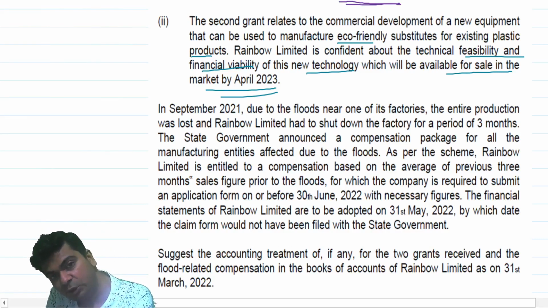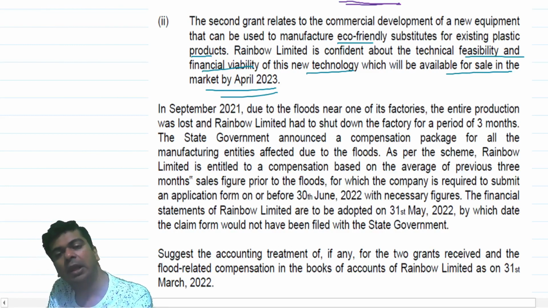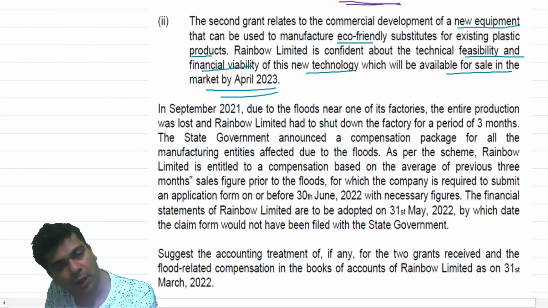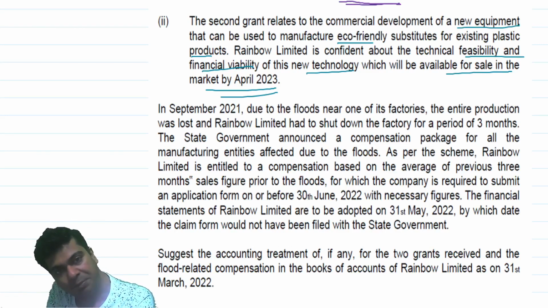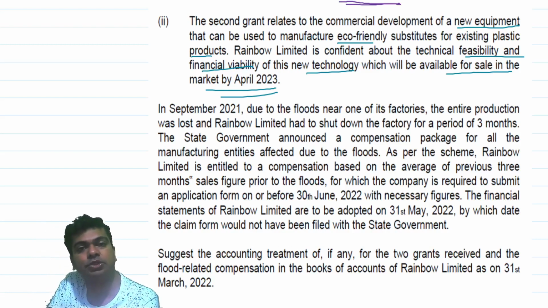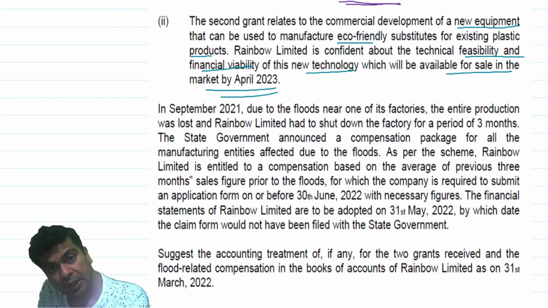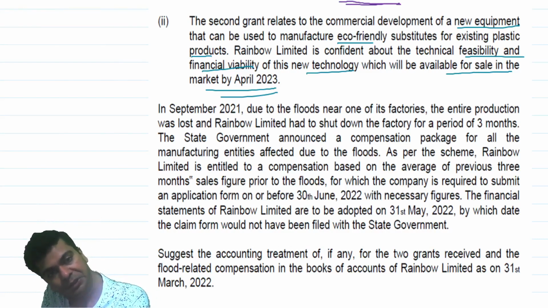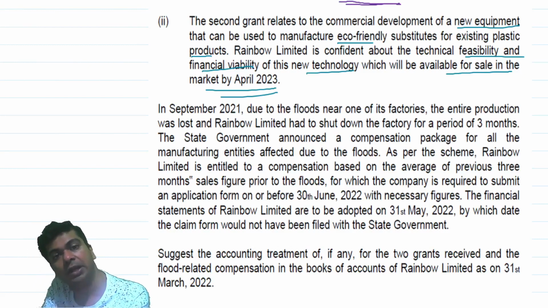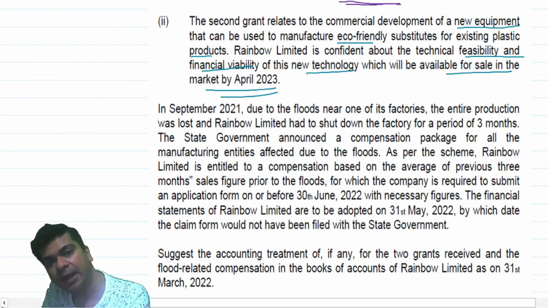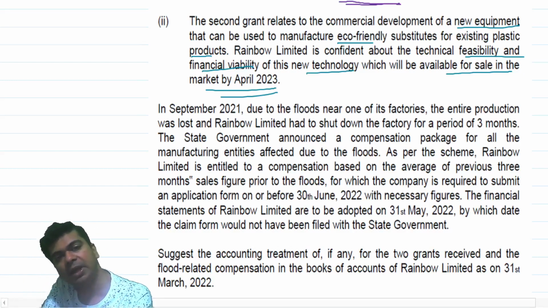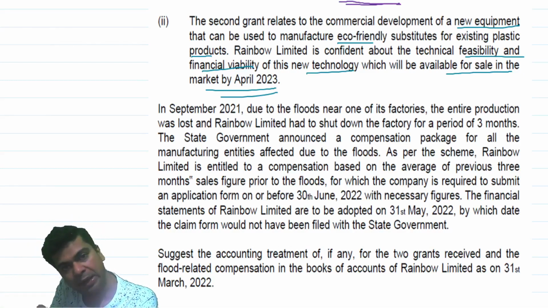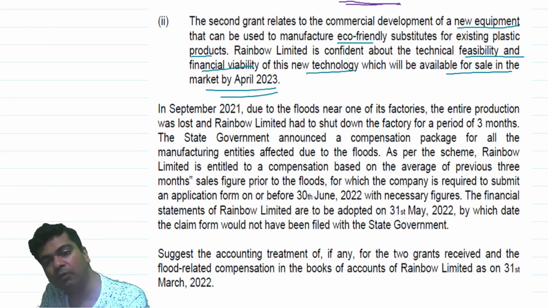We are trying to develop some new technology by which we will commercially develop a new equipment, and then you will be able to sell this equipment in the market, and then people who are buying this equipment can produce products which will work as substitutes to plastic products. If you do not develop this kind of a technology, then obviously the grant will become refundable. So this is a conditional grant. If it is a conditional grant, it should be treated first as a deferred income, and then it should be recognized in the P&L over a period of time following some systematic base, following some rational base. Okay, that is what I'll be doing over here.